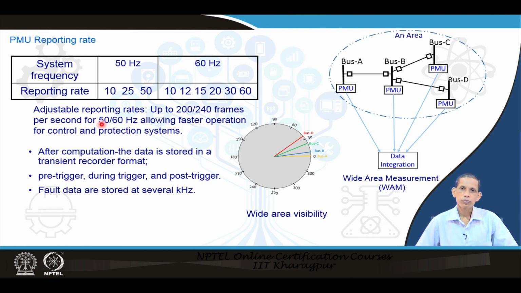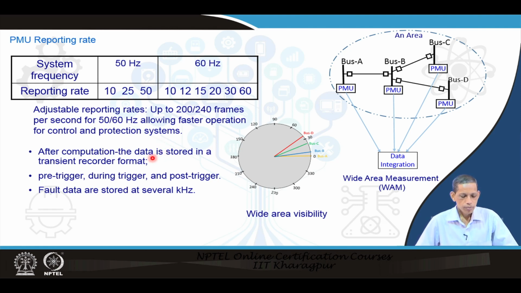Today, we have more powerful PMUs with adjustable reporting rates, and they can report phasor data at a rate of 200 to 240 frames per second for the 50 or 60 hertz system, and this gives us faster operation in the control and protection domain in general.